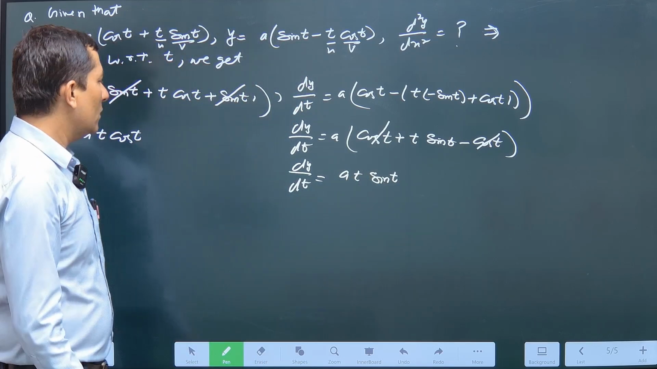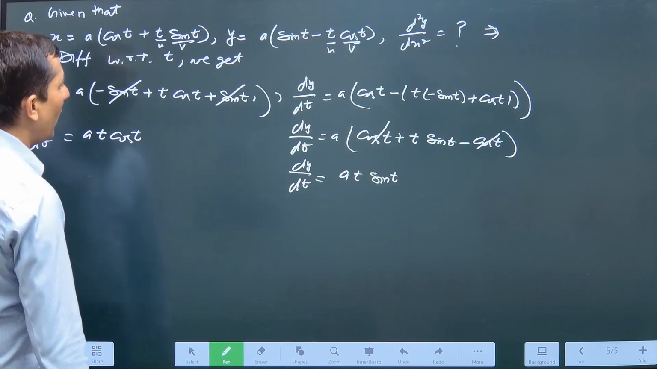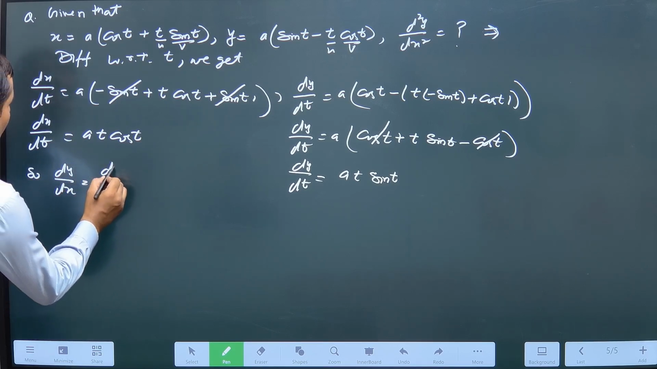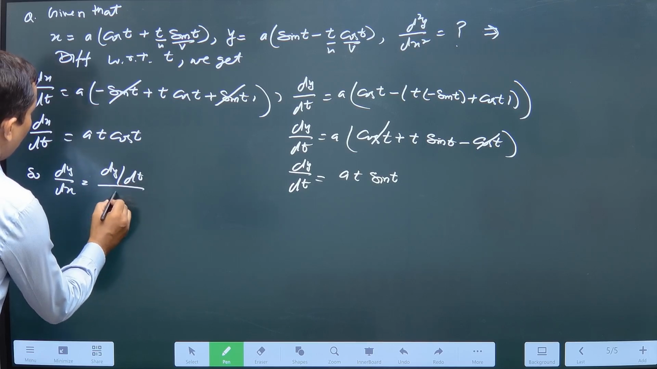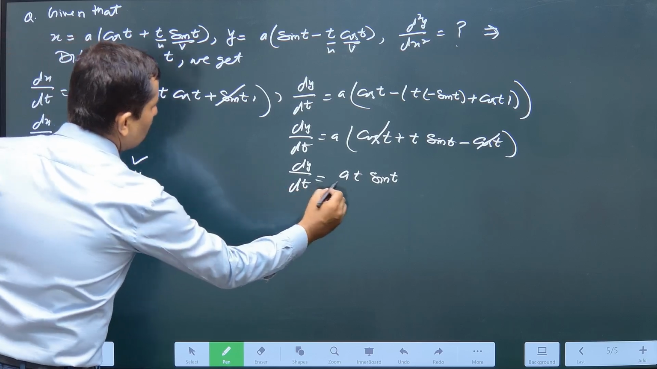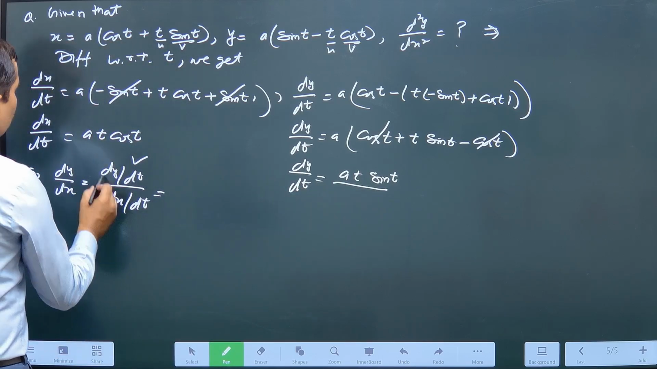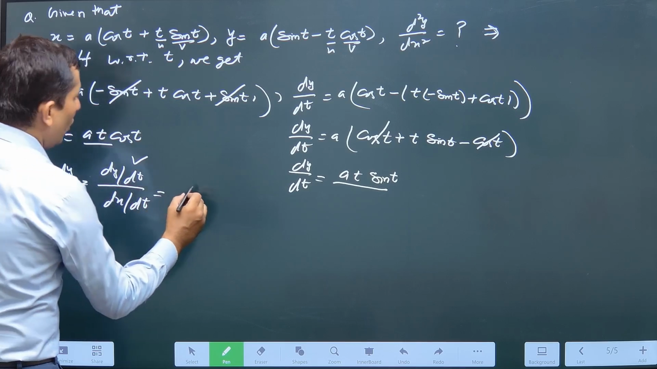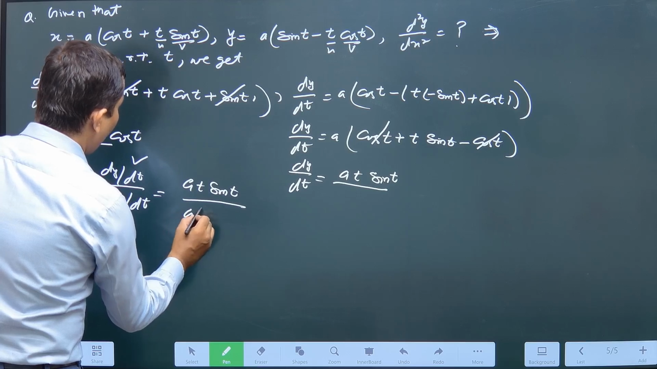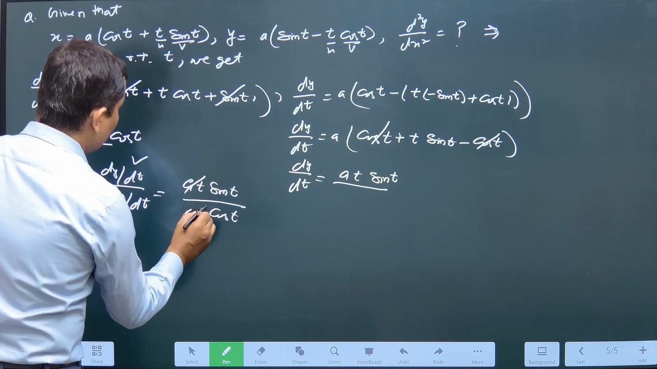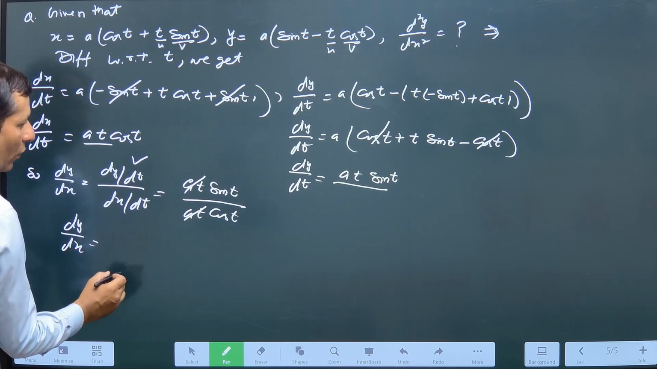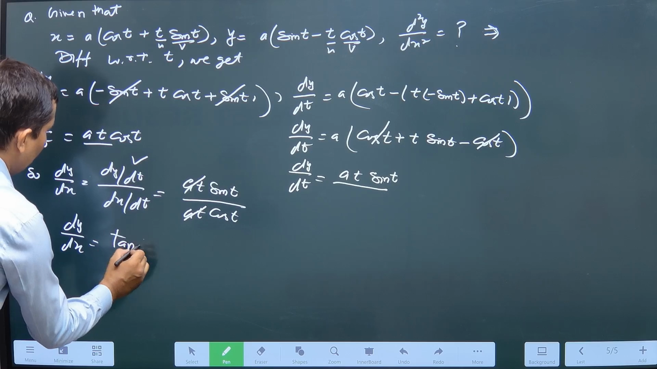Understand? Now, first of all, find out dy upon dx, which is equal to dy upon dt upon dx upon dt. What is dy upon dt? This result. Substitute it here. And what is dx by dt? This result. So at sin t upon at cos t, this cancels. So dy upon dx is equal to sin t upon cos t is equal to tan t.